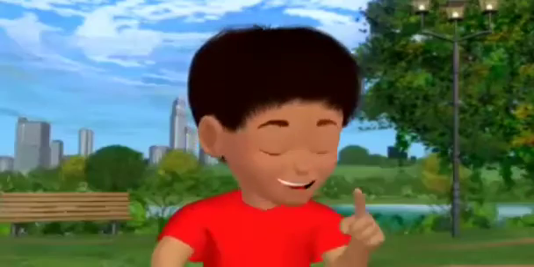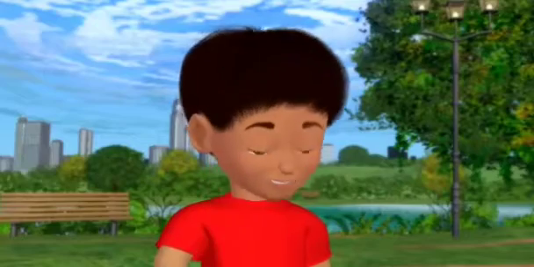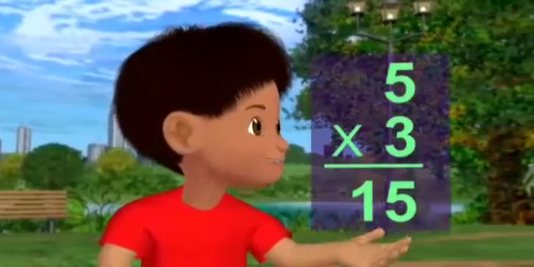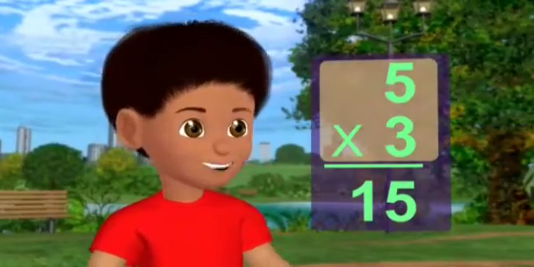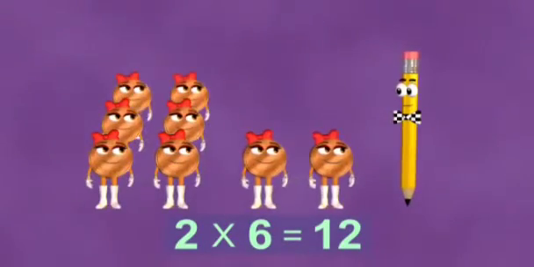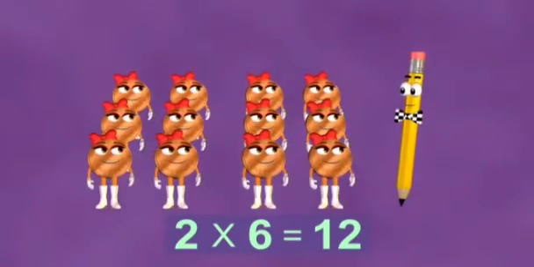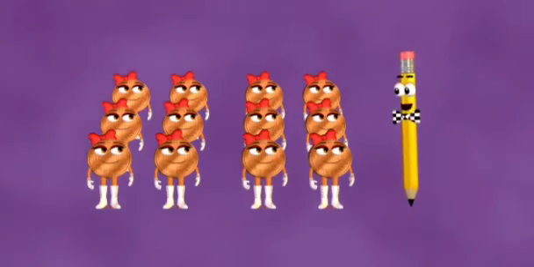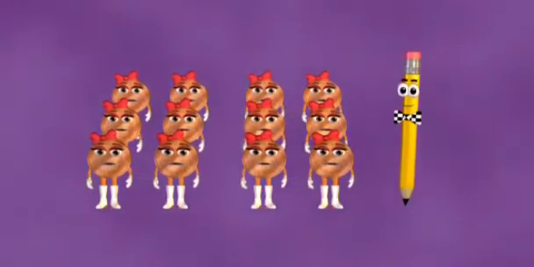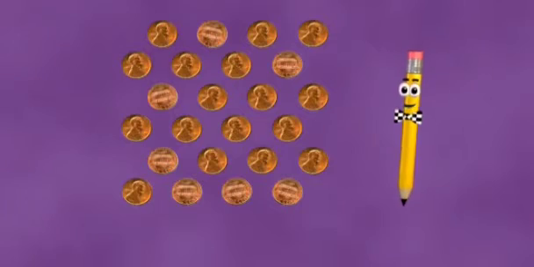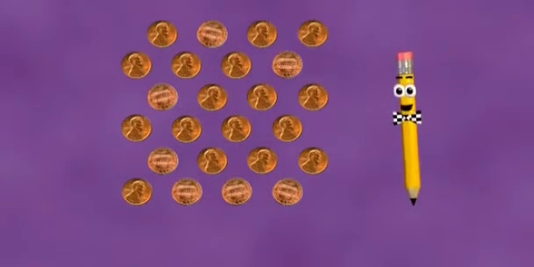We can also make it as 3 groups of 5. 5 into 3 also makes the answer 15. Now we can see pennies with 2 groups of 6 making the answer 12. Now we can count with real coins. Here I have many coins that we are going to use to make it easy multiplication.